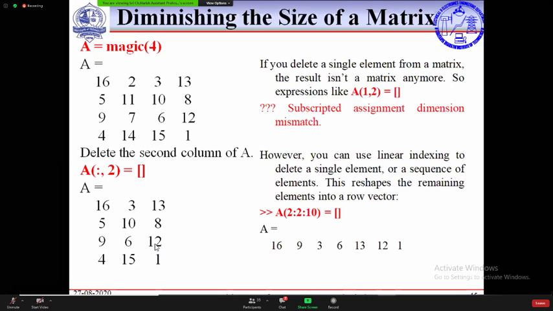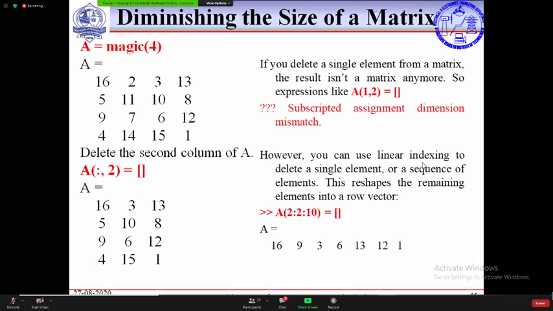What is happening inside when you are making an empty matrix and when you are assigning the 0, there is a lot of difference. If you delete a single element from a matrix, the result is not a matrix anymore. So expressions like A of 1 comma 2, if you want to remove one of the elements, in no way will it come as a matrix. So that's why it will show a dimension mismatch. Okay, now one more thing.